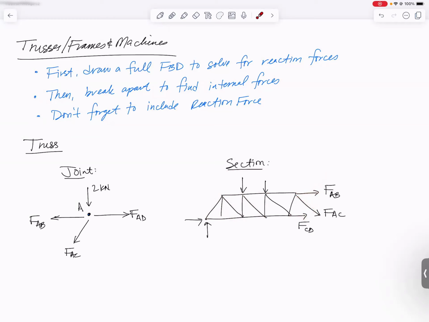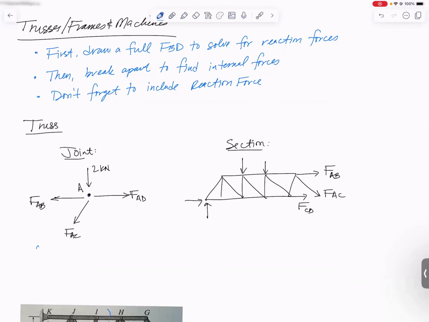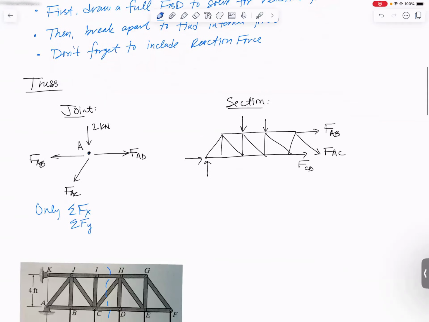Joints are simple. And if you need to find the force in every member of a truss, you should use method of joints. It is simple because we can only sum forces in the X and the Y direction. We wouldn't be summing any moments. So this is good when you need to solve for every member.